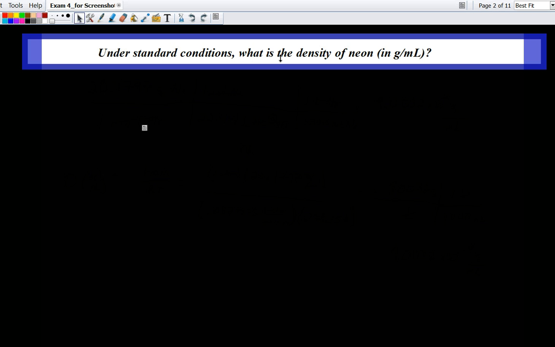Under standard conditions, what is the density of neon in grams per milliliter? There are a couple ways to do this problem, but the first one would involve taking the molar mass of neon in grams per mole, and then understanding that under standard conditions, the volume of 1 mole of a gas is going to be 22.414 liters, so that many liters per mole, and then converting that from grams per liter into grams per milliliter.